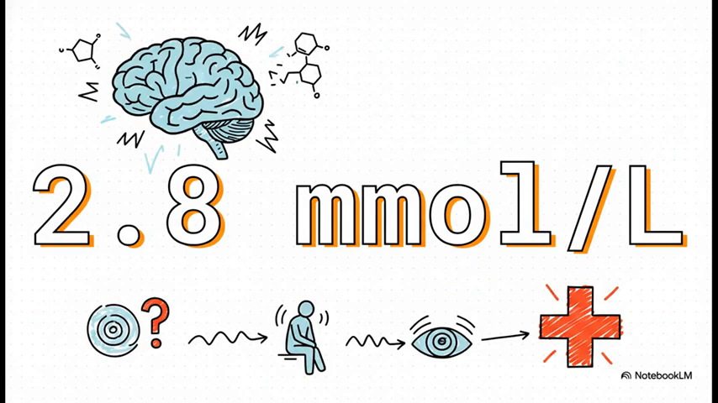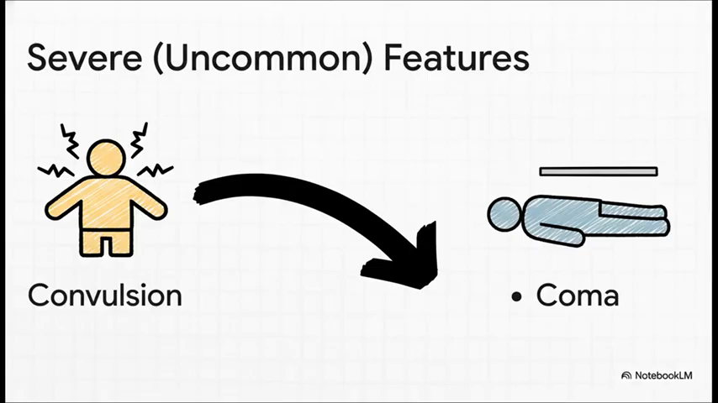And then we get to the next, even more dangerous threshold. Once you drop below 2.8 millimoles per liter, the glucose supply to the brain just becomes inadequate. And that's when we start to see that neurological dysfunction, the confusion, the weakness, the changes in vision. This is a true medical emergency. And if that profound hypoglycemia goes uncorrected, the neuroglycopenia can progress to its most severe forms. We're talking about convulsions and ultimately coma, which can unfortunately lead to permanent brain injury or even death.